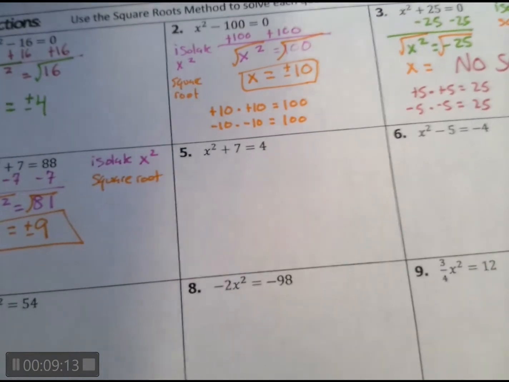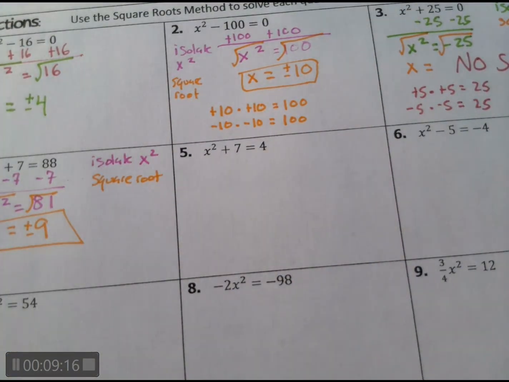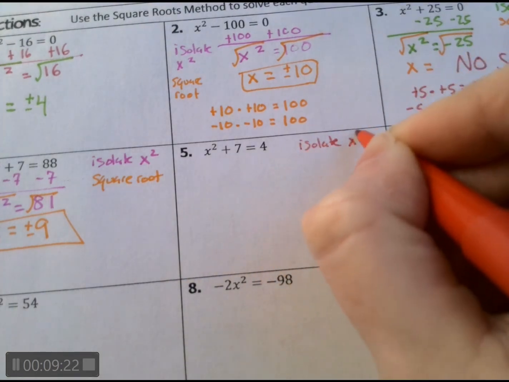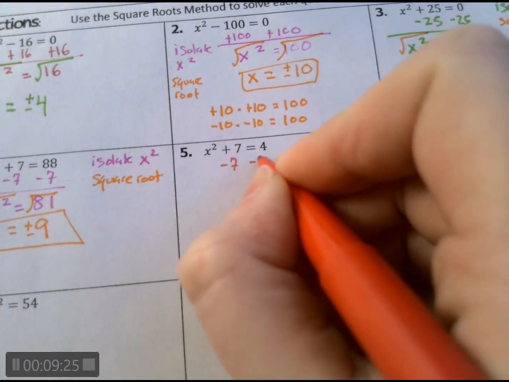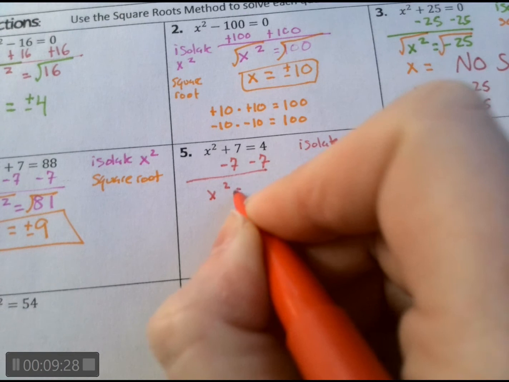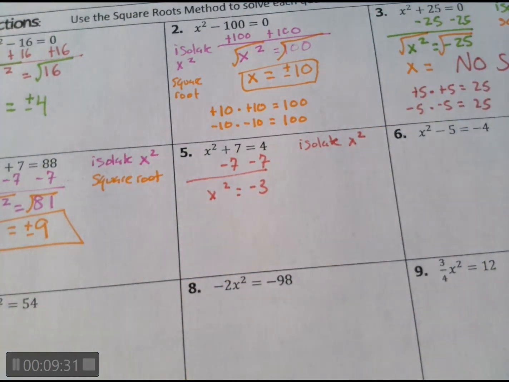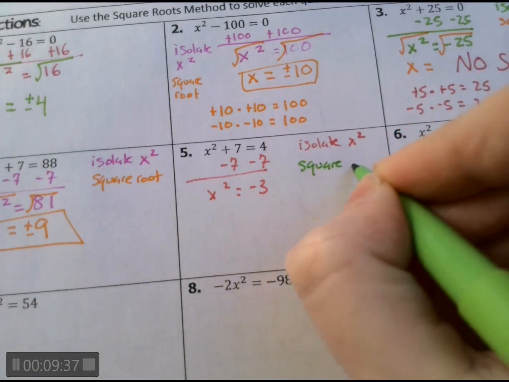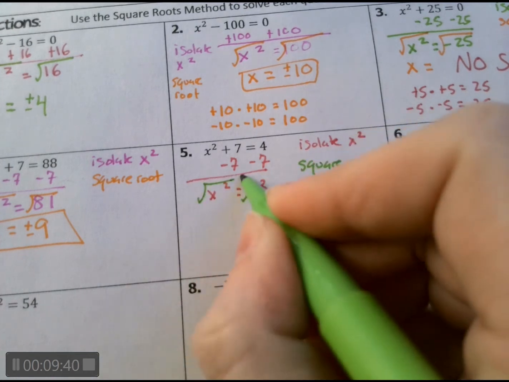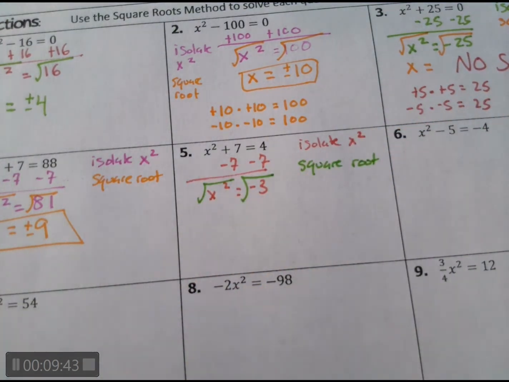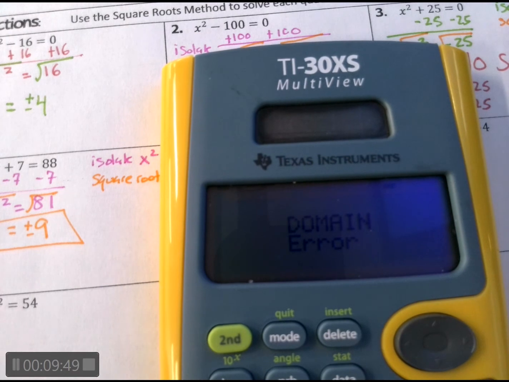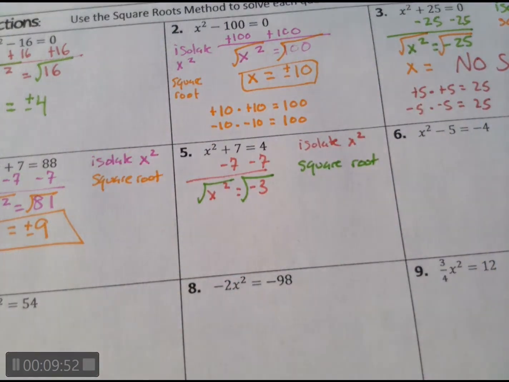Alright, next one. We have x squared minus 7 equals 4. So isolate x squared. So I'm going to subtract 7 from both sides. Okay, then we are going to take the square root of both sides. So square root of negative 3. Oh no, domain error. Oh man, that's unfortunate. Okay, so that obviously means no solution.